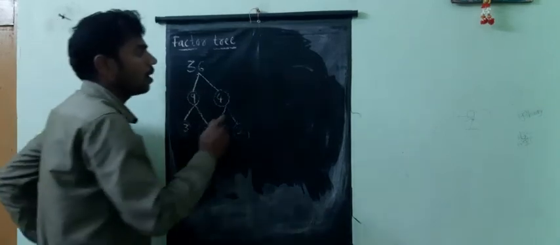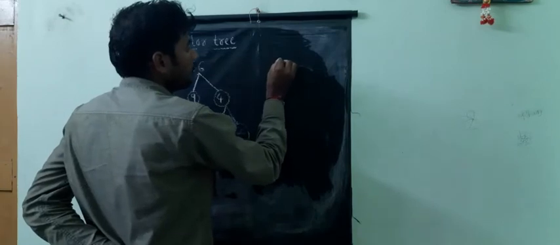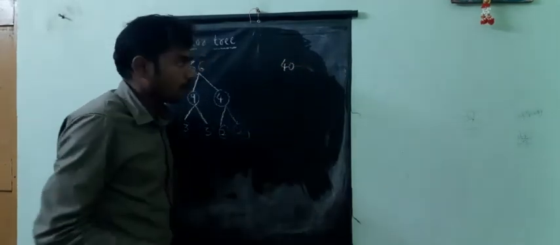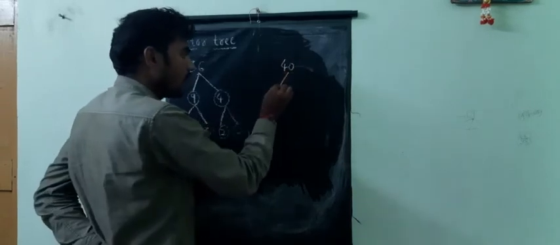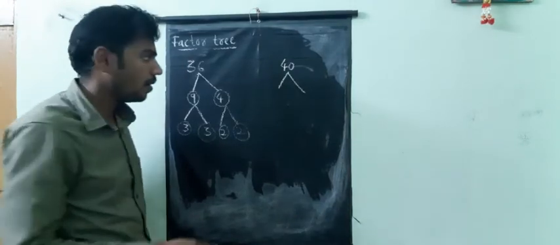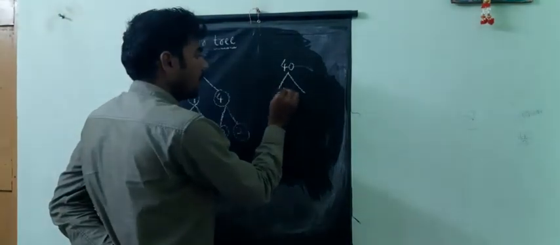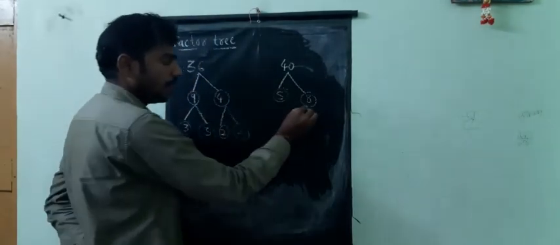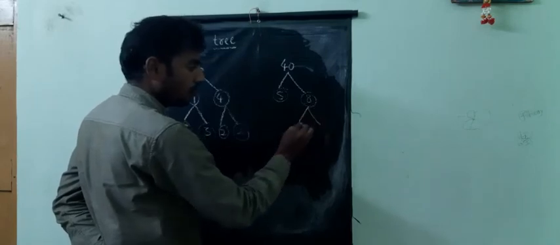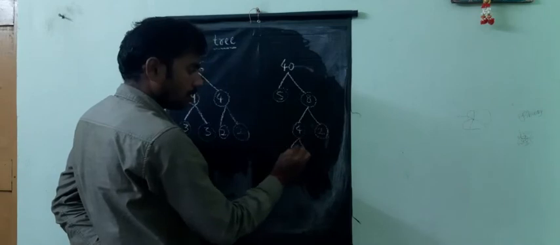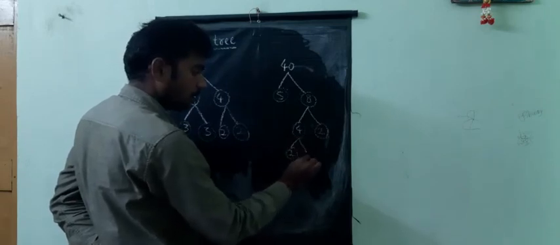So if I take one more number, that is 40. If I want to write the factor tree for this, 5 8s are 40. How can I express it? 5 is a prime number, leave it as it is. Next, 8 can be written as 4 into 2. Again 4 can be written as 2 into 2.